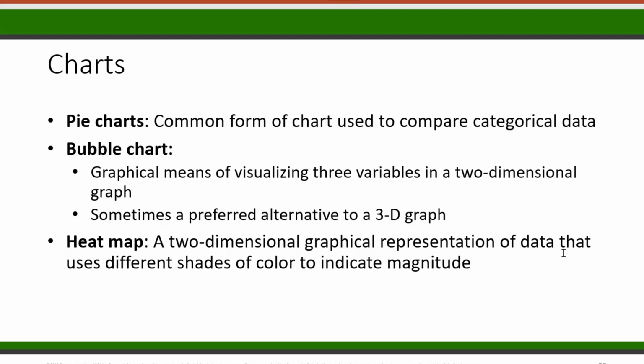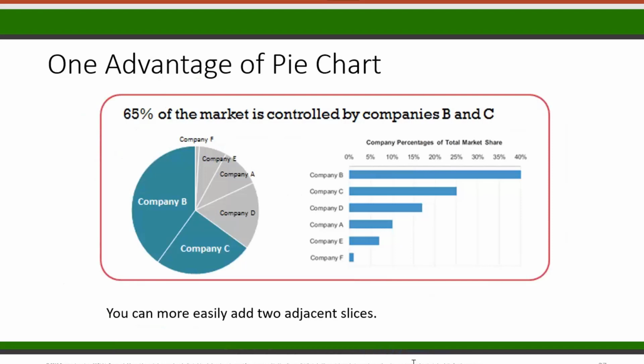Now we want to see a relationship between three quantitative variables. That's where the bubble chart comes in. So you only have two dimensions, but you have three dimensions you want to show. You've got the horizontal axis, the vertical axis, and now you could make the dots bigger or smaller depending on the third variable. So you could use the size of the bubble, the size of the dot, to represent the third quantitative variable.